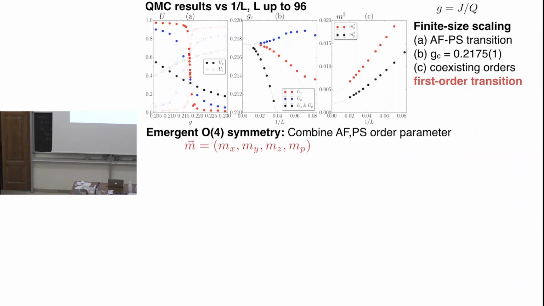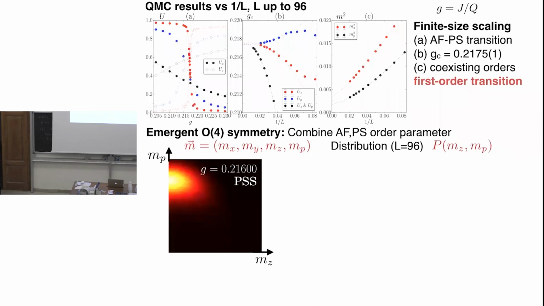But let's just look at this order parameter vector, which has the 3 antiferromagnetic components and the plaquette order component, right? And now we can easily access the plaquette order and the Z component of the AFM simultaneously in the configurations that we generate. So we can make the distribution of M_z and P. Okay, let's see what that does.